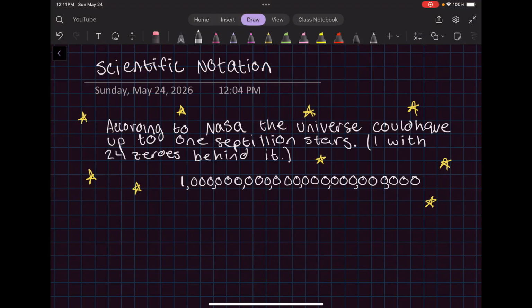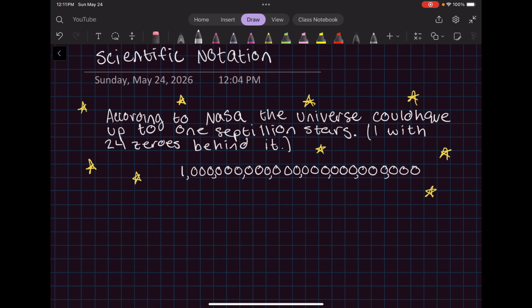So, according to NASA, the universe could have up to 1 septillion stars. That's a 1 with 24 zeros behind it. So, this looks like a very, very, very big number, and these things can get really annoying to write out. So, that's why we introduce scientific notation. The way we would write this in scientific notation is 1 times 10 to the 24th power.